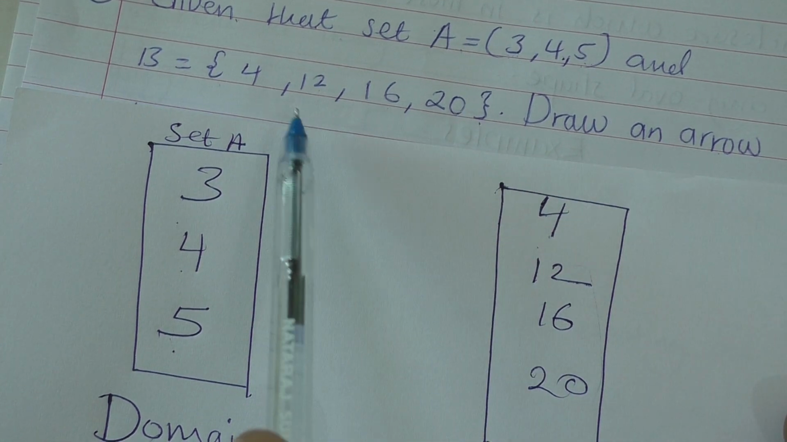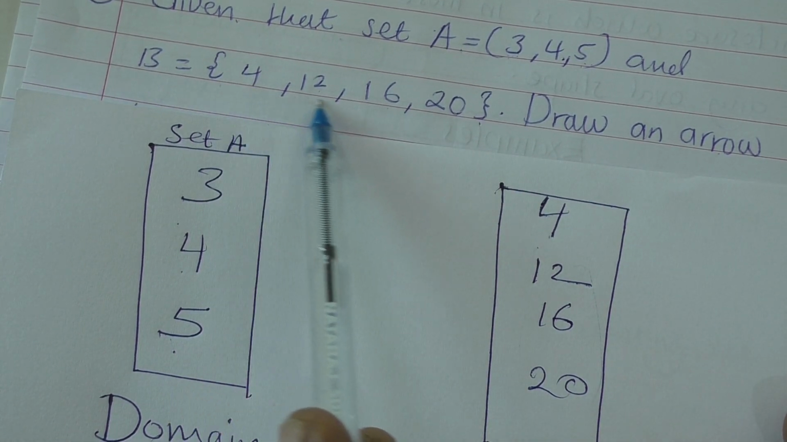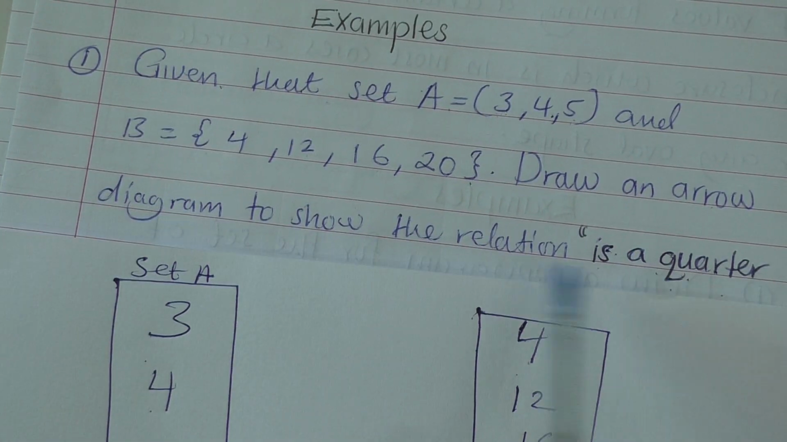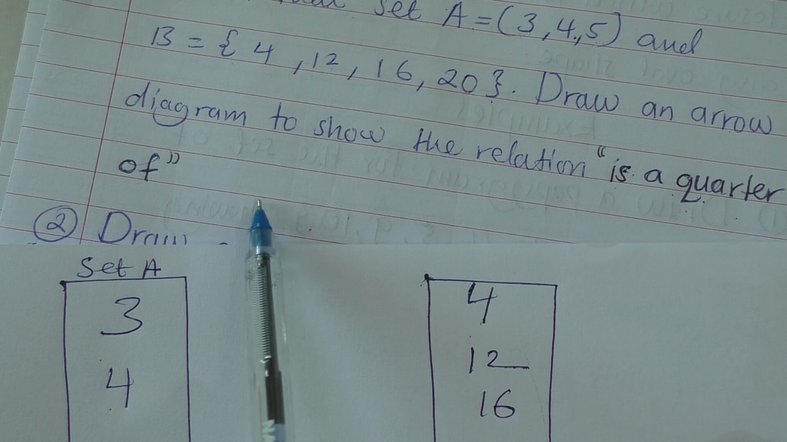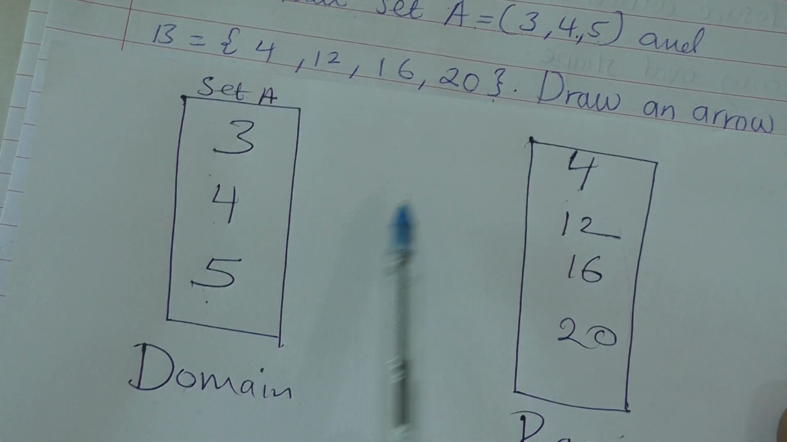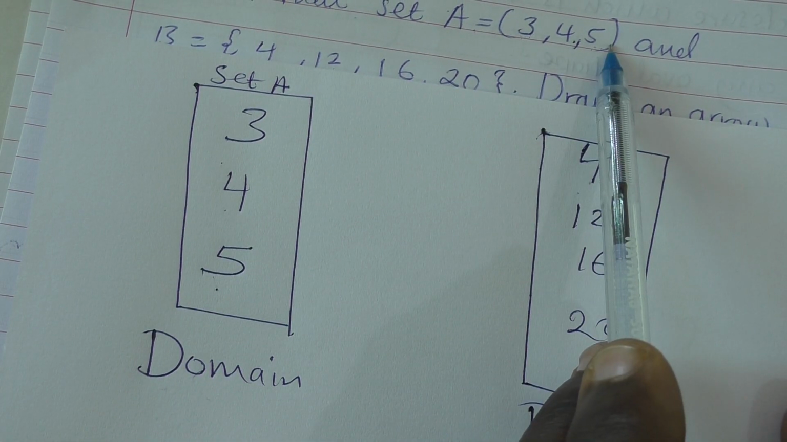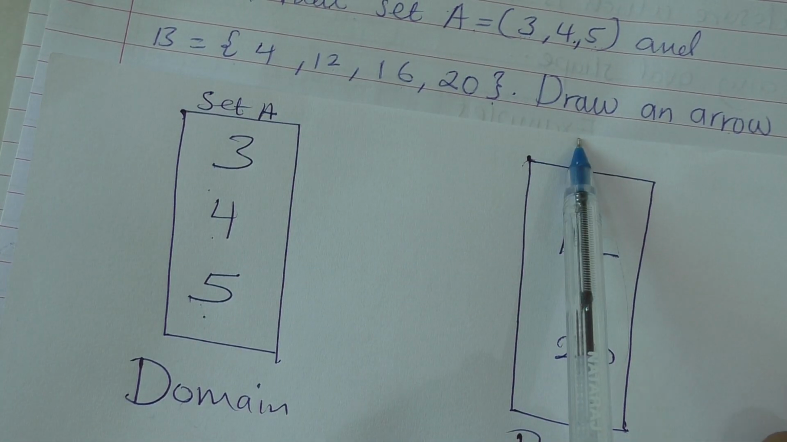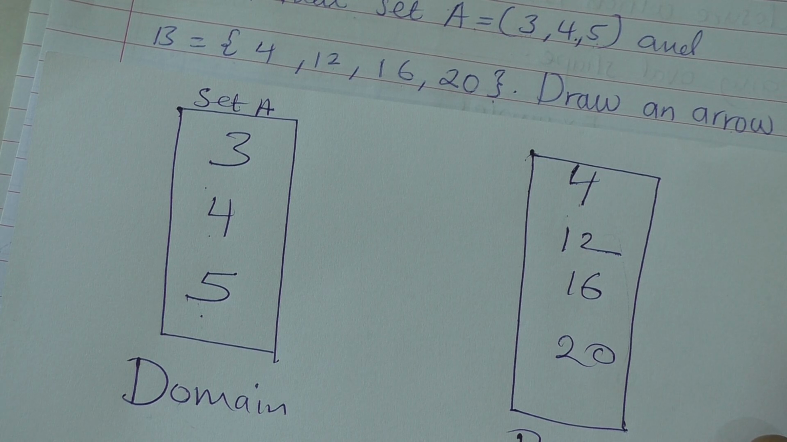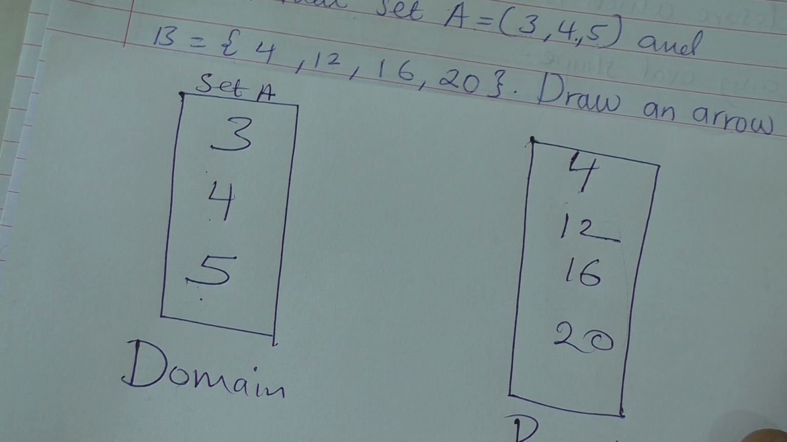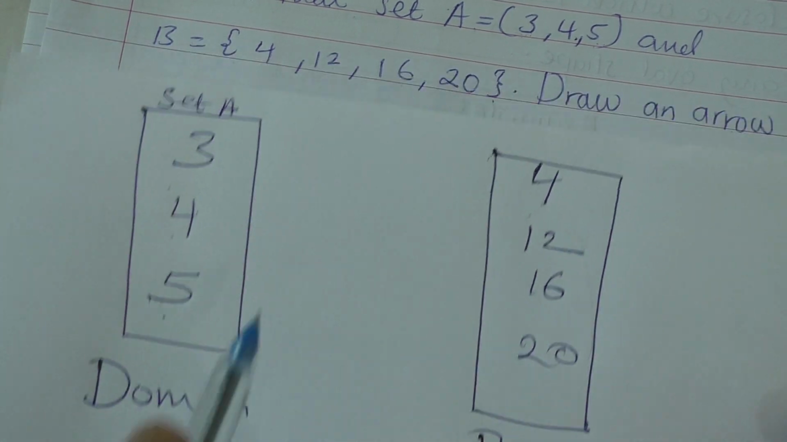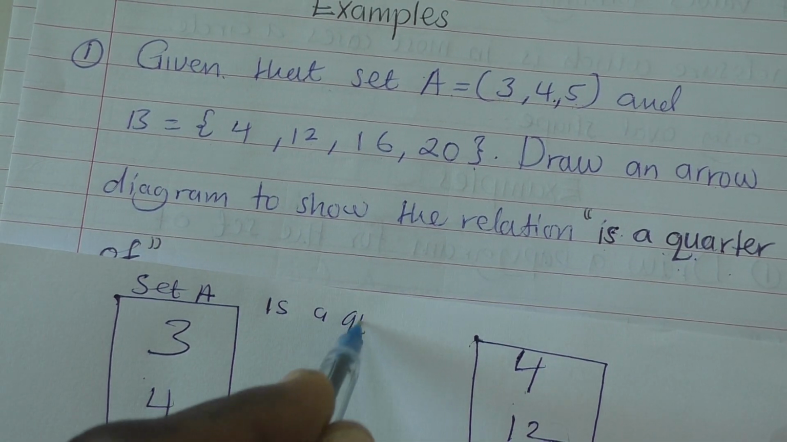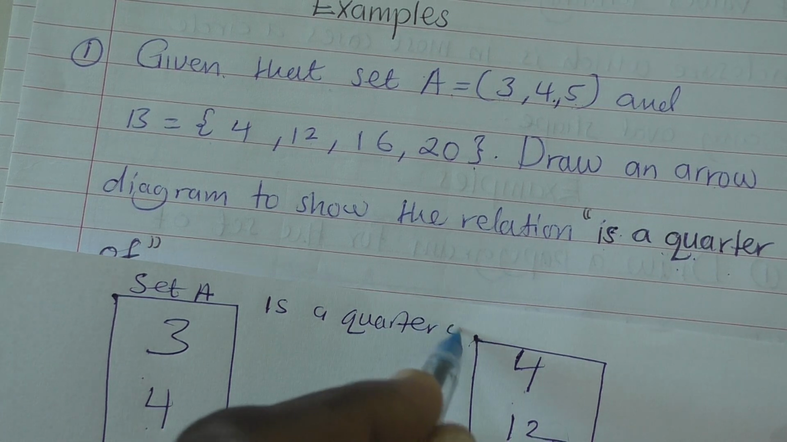That's why I cannot bring elements of set B in the domain, because according to the relationship we are supposed to show, it shows that those of A are the quarters of those in B. So you must also keep that in mind as you are working out. And therefore, the relation we are to show is a quarter of.